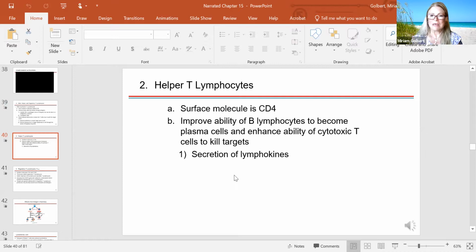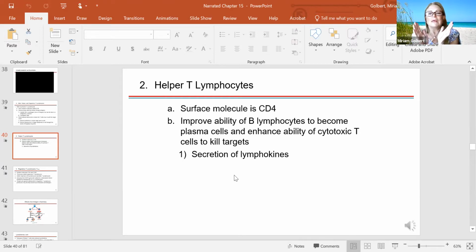So the helper T cells are important because not only do they tell the cytotoxic T cell to get activated to go kill by contact, but the helper also helps the B cells become plasma cells, to make antibodies. So in other words, without the helper T cell, we wouldn't have any immunity, because they are telling the B cells to become plasma cells. They're telling the T cytotoxic cells to go kill by contact. So there are two major things that the helper T cells do.